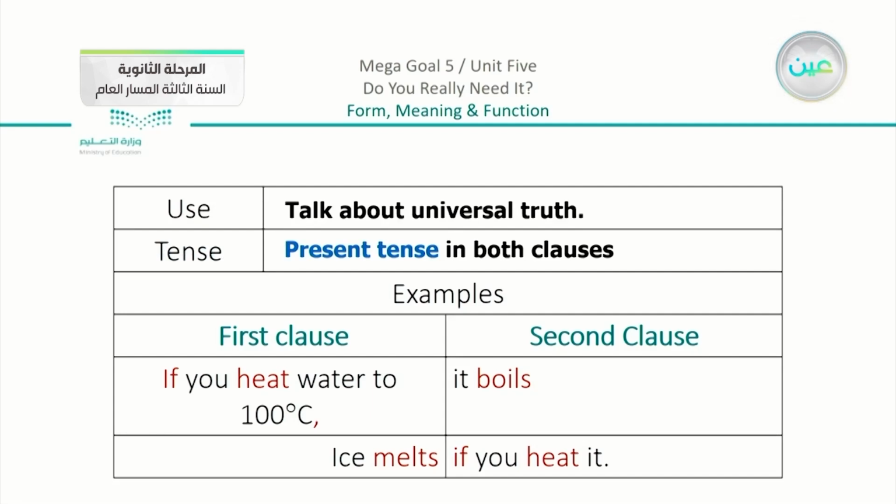We have here the examples. Now the first clause: if you heat water to 100 degrees centigrade, it boils. So you can see that we have here the if clause and the main clause, and both of them have the present simple. If you heat, it boils. So depending on the pronoun here, we decide either to add the s or not, but they are still present simple, both of them.